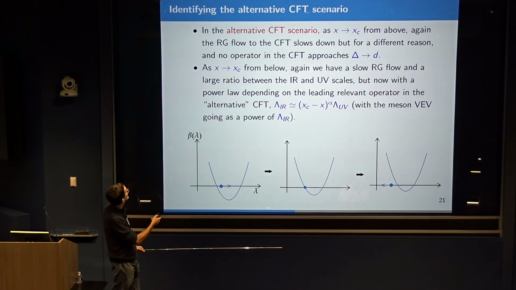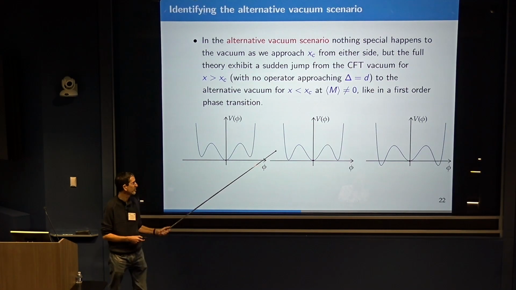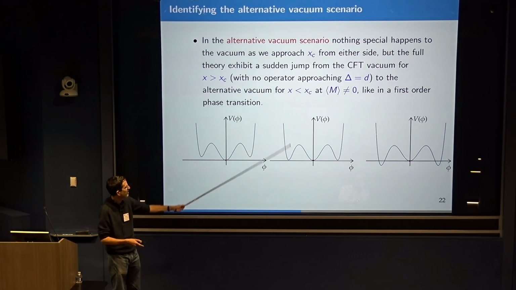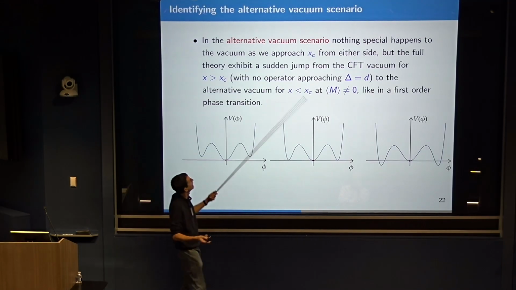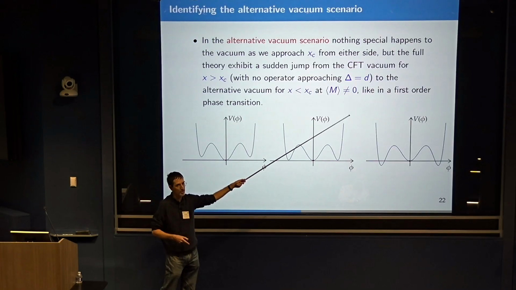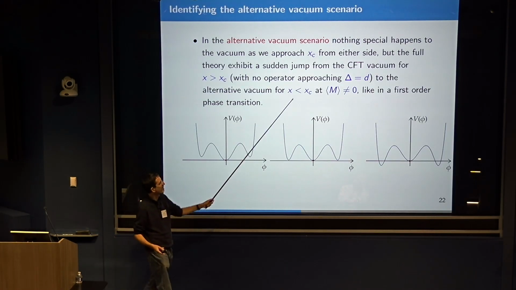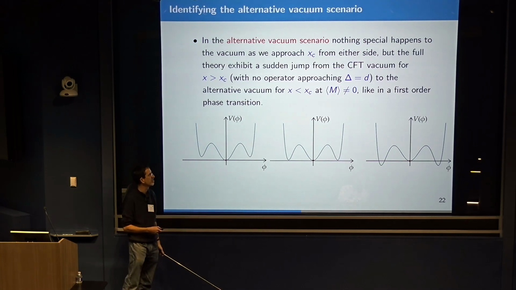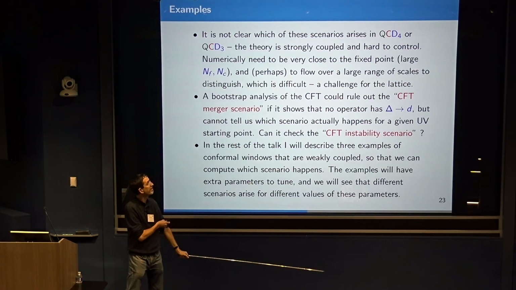And finally, in this fourth scenario, where we have another vacuum, like in first-order phase transitions, nothing really special happens when we approach the transition from either side. We just first flow to this fixed point, and then for x smaller than xc, we would just flow to this other vacuum with a non-zero expectation value that immediately jumps from 0 to a non-zero value without going to 0 as x approaches xc. So again, this is something that should be easy to identify in lattice simulations. So those are all the scenarios and how to identify them.